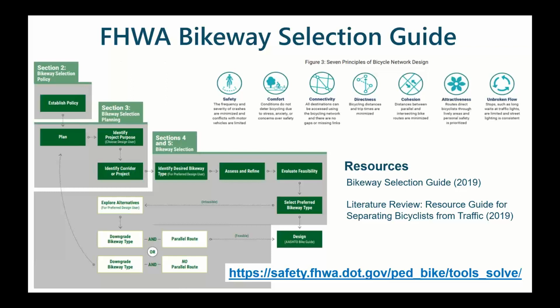If you haven't had a chance to check out this selection guide, certainly visit the link that's in the lower right-hand corner. If you go underneath the portion of that page that is under resources, you'll see the Bikeway Selection Guide. And then I'd also want to make sure that everybody's aware that there is also a literature review that was developed before and in support of the Bikeway Selection Guide that compiles information from around the world about how different agencies have been setting up their own bikeway selection resources, where the data comes from, and some other helpful resources. So certainly check out those additional resources when you're thinking about the Bikeway Selection Guide.